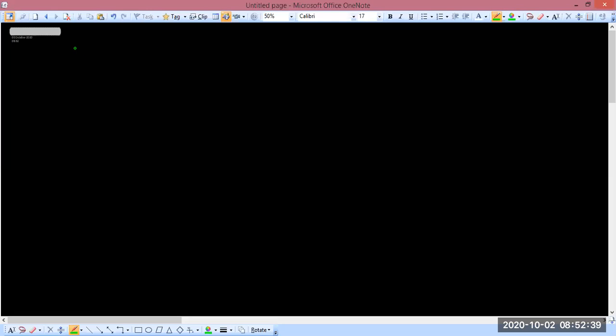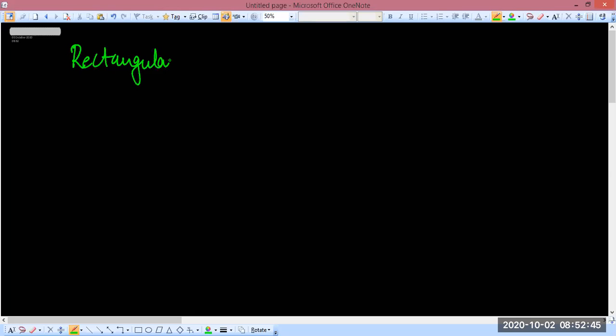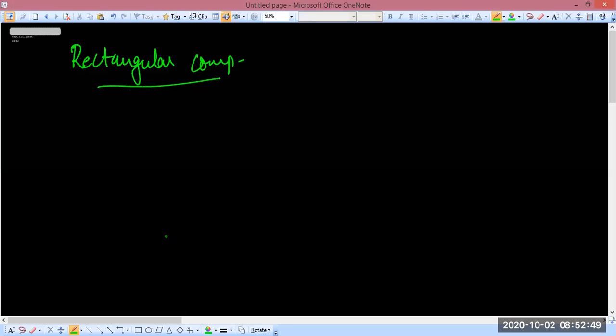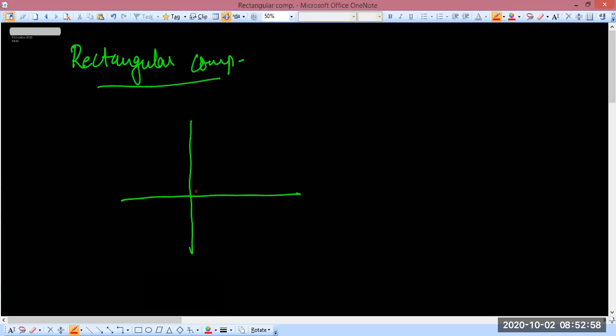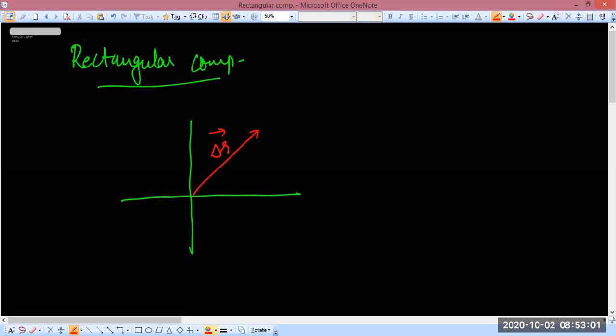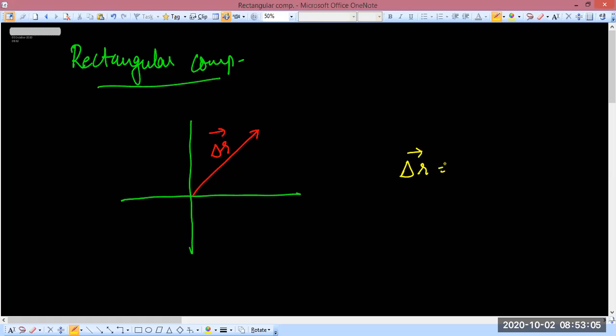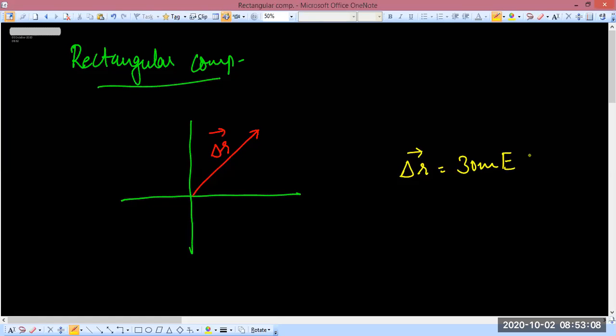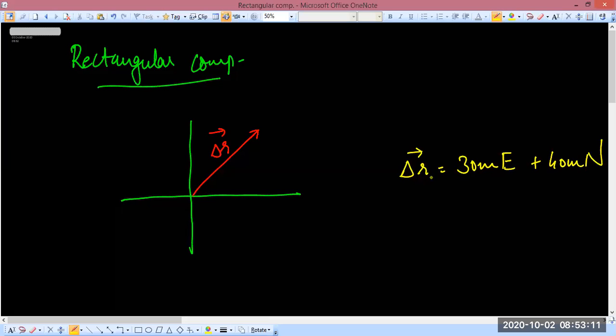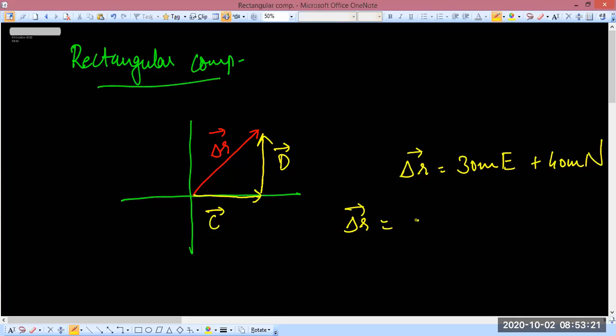So again, coming back to the rectangular components example that I was giving you. We're going to use the same example, where we had the displacement vector, and we said that this delta R vector is in two parts, for example, 30 meter east and 40 meter north. We wrote delta R vector as a vector C plus a vector D, and this is a right angle.